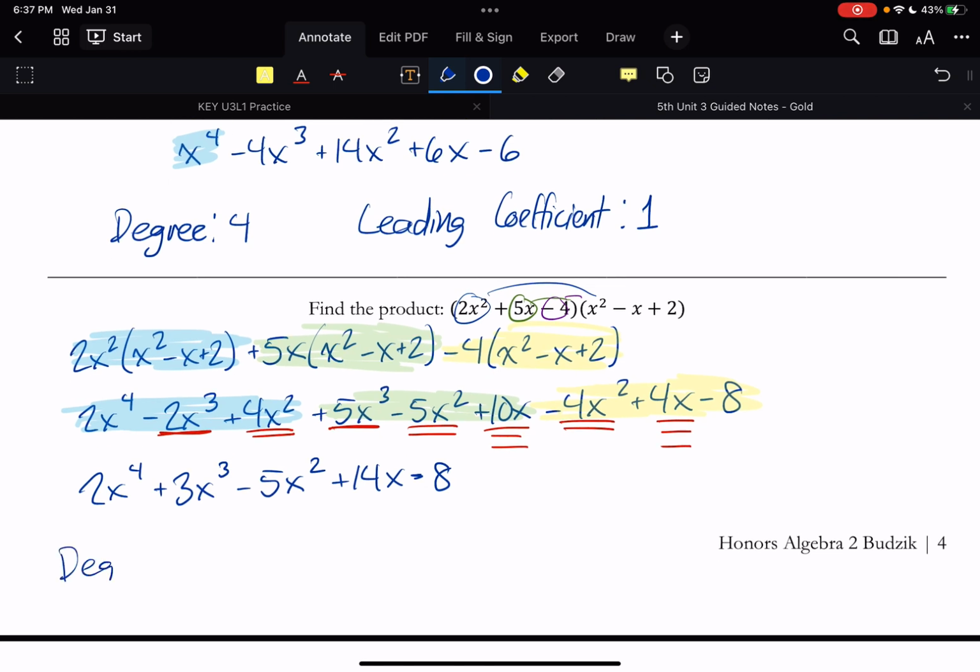And again, talking about the degree and the leading coefficient, I look at my leading term. So the degree of this polynomial is 4, and the leading coefficient is 2. So that is how we multiply polynomials.